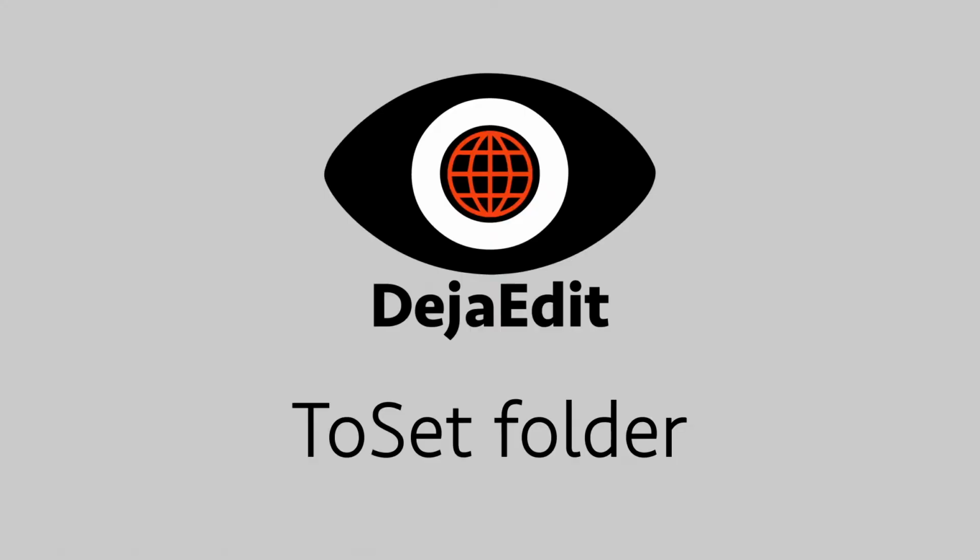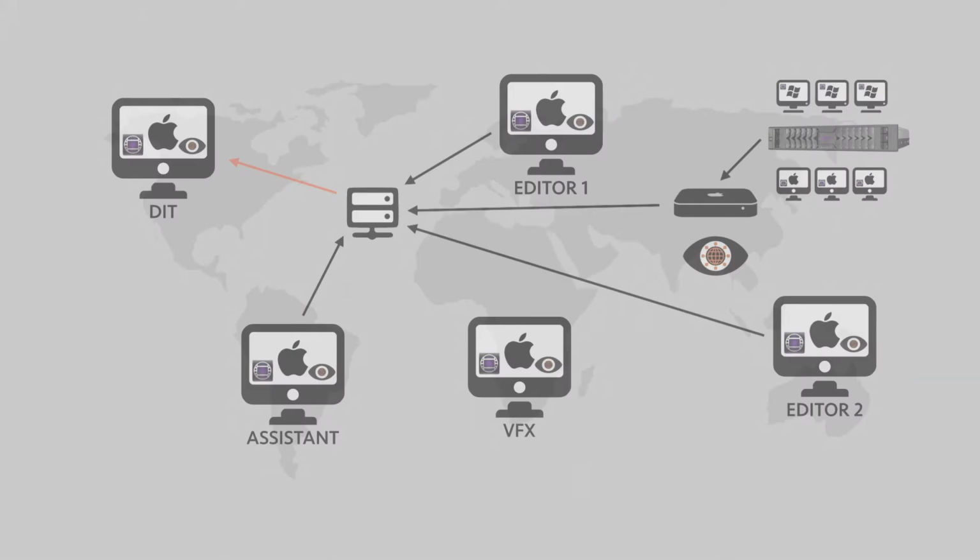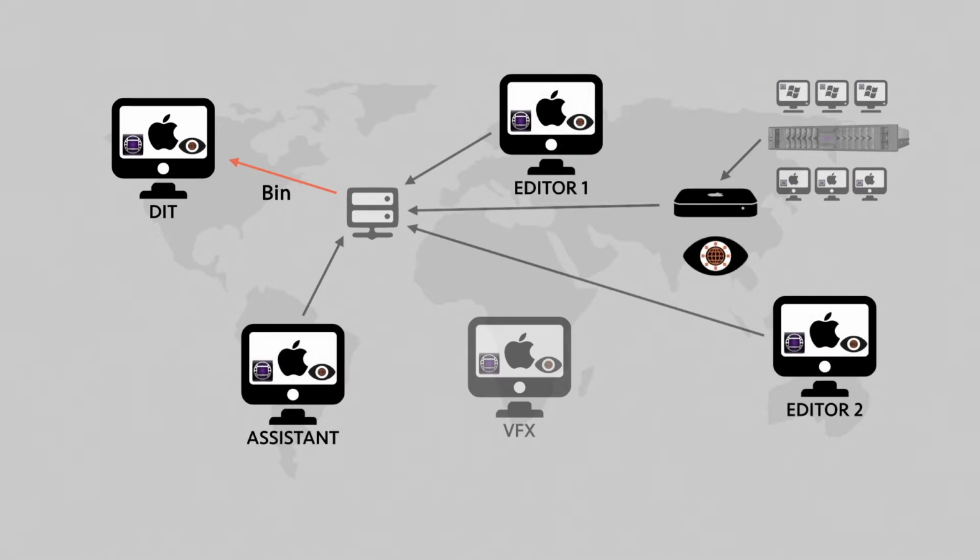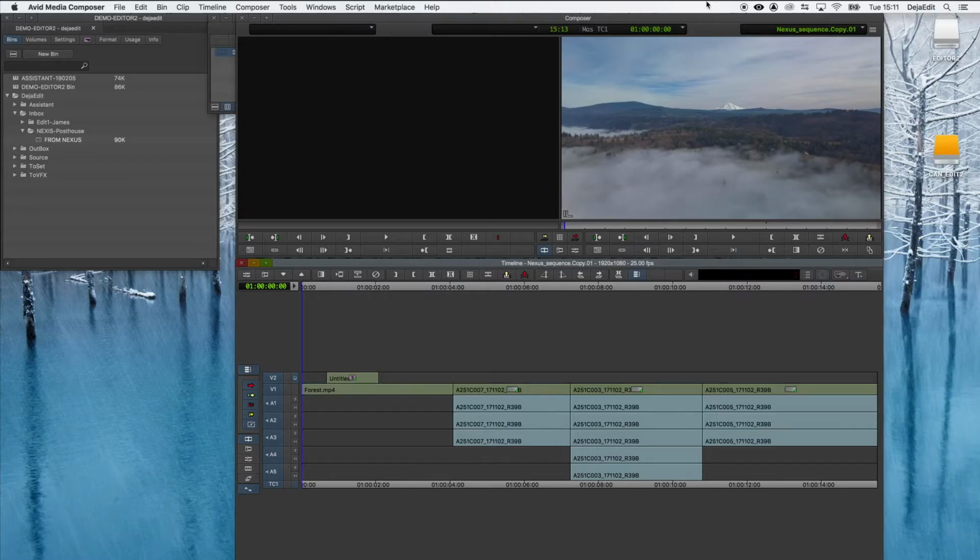In this chapter, we will have a look at the DejaEdit ToSet folder. When using DejaEdit, you can send edited sequences to the director on set without exporting anything. This works with both DejaEdit Client and DejaEdit Nexus. I'm almost done with this sequence. I just want to add some music to it before showing it to the director.